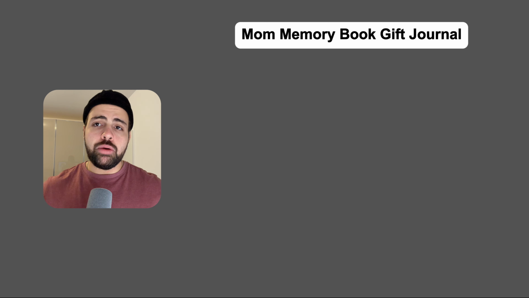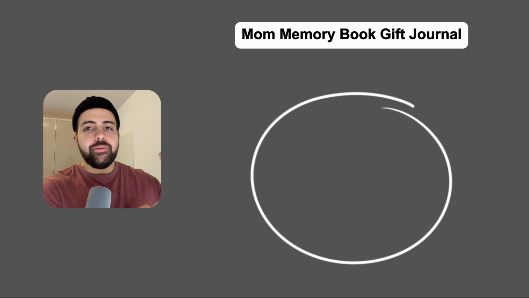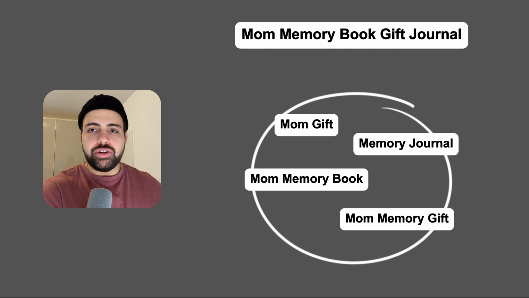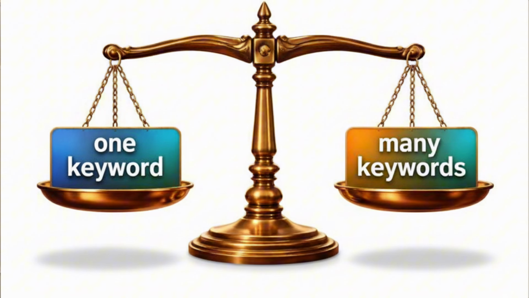Let me explain. Amazon takes all the words you put in one box and automatically creates all these combinations from them. An example would be, if you write mom memory book gift journal in one box, you automatically rank for mom memory book, mom gift, memory journal, mom memory gift, and so on. Sounds great at first, right? More keywords equals more traffic. But, and this is a big but, the more words you pack into one box, the weaker your ranking power becomes for each individual keyword, of course.